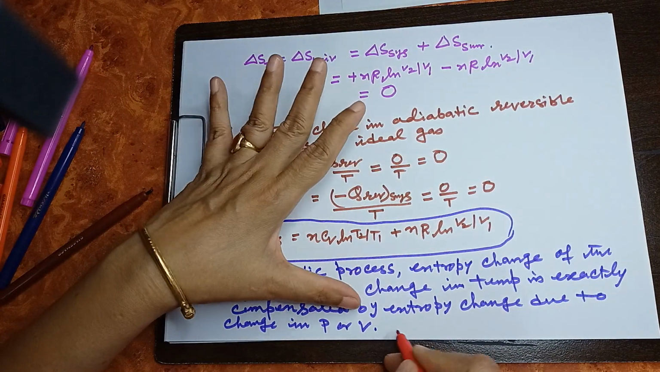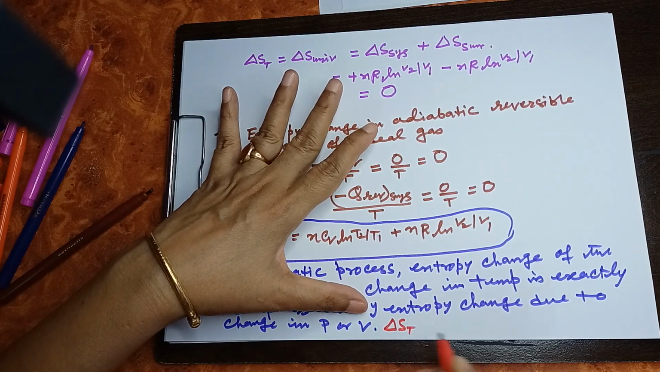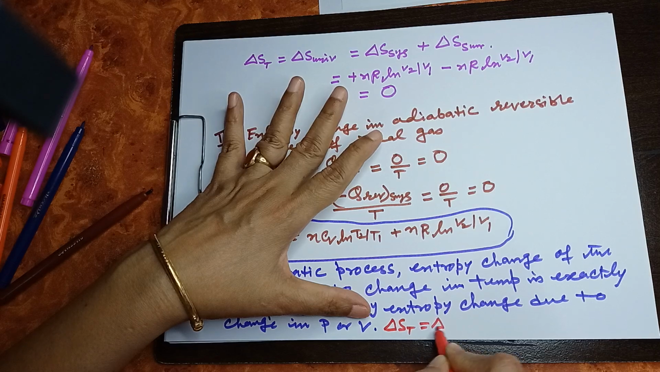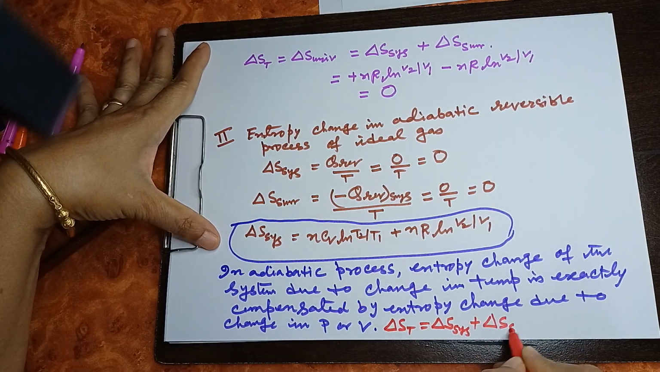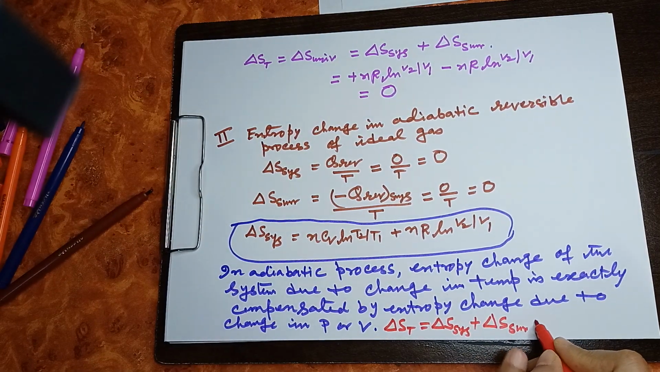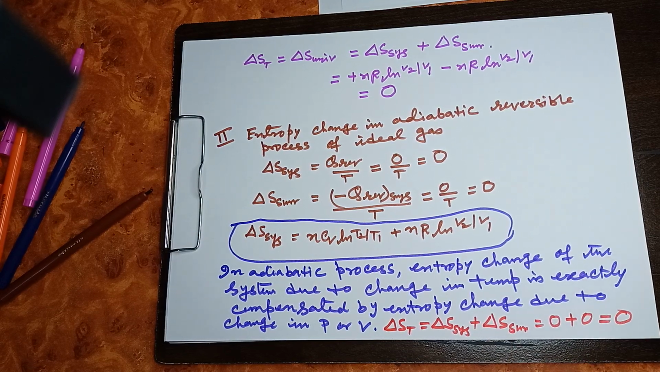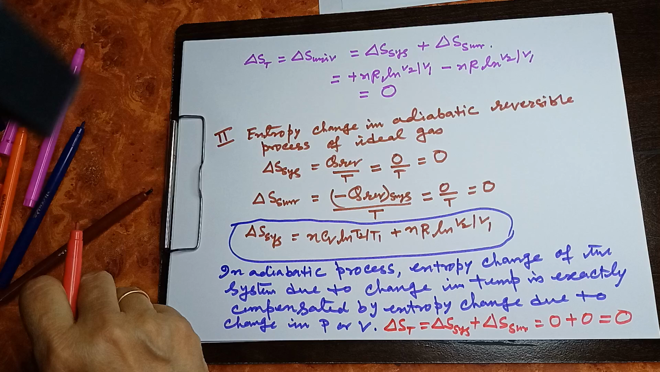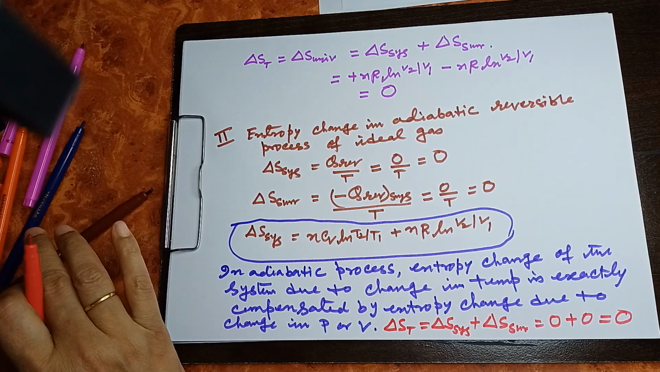So therefore, what we got? The total entropy change, delta S total, is equal to delta S system plus delta S surroundings, that is equal to 0 plus 0 is equal to 0. So, for an adiabatic reversible process of ideal gas, entropy change is 0. Entropy change of the universe is 0.